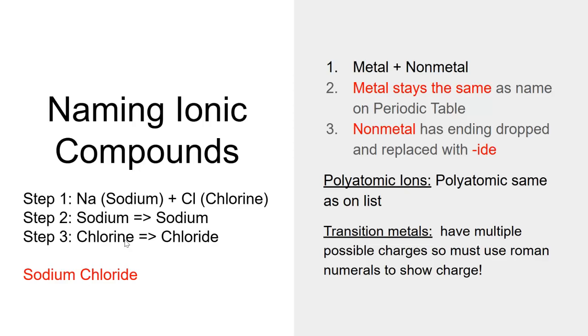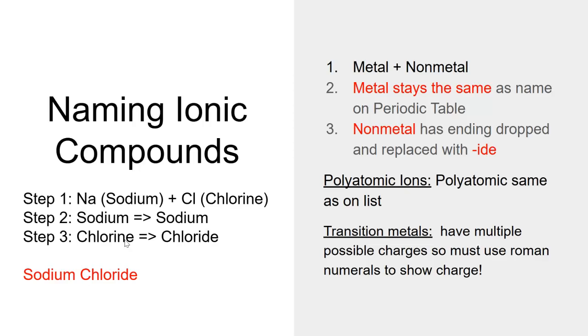For the nonmetal, the ending is dropped and replaced with "ide." For example, in NaCl, Na is our metal, Cl is our nonmetal. Na on the periodic table is sodium, Cl on the periodic table is chlorine. Sodium stays sodium, chlorine becomes chloride. The exceptions are when you have a polyatomic ion.